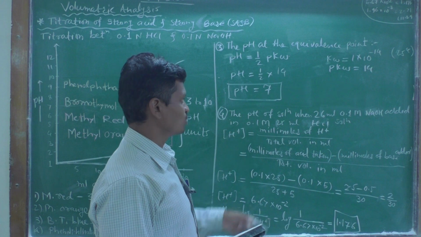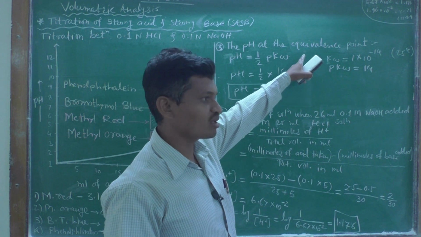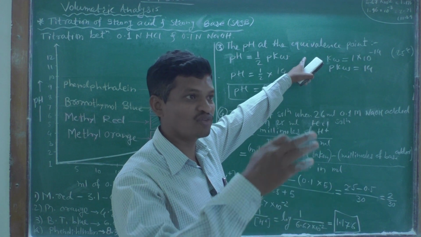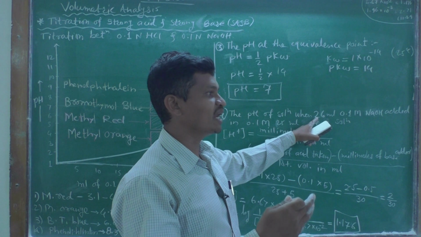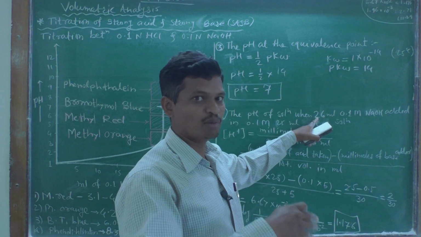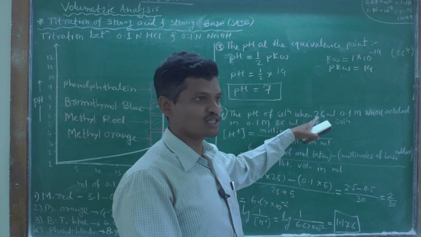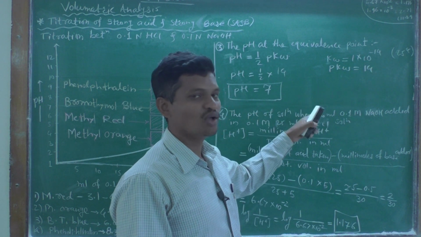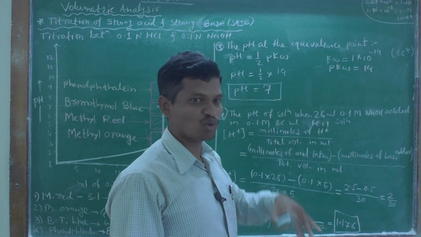Now the pH of the solution when 26 ml is added: at the equivalence point we have already added 25 ml of sodium hydroxide, that is base, from the burette. Now we are adding 1 ml more than the equivalence point. So after the equivalence point we are adding 1 ml more base from the burette to the conical flask.